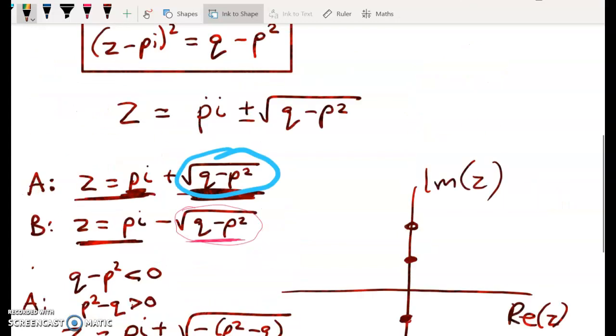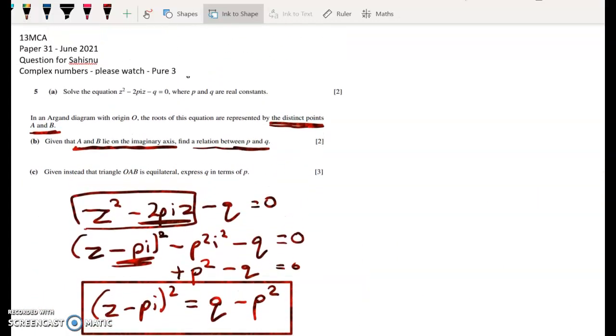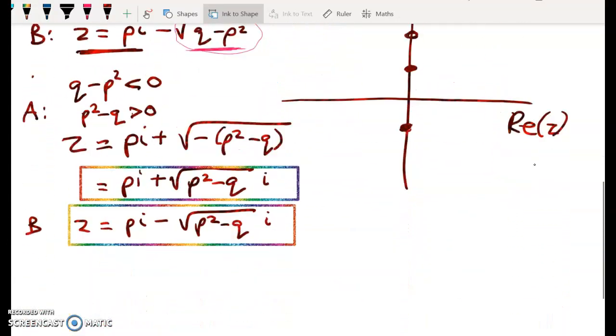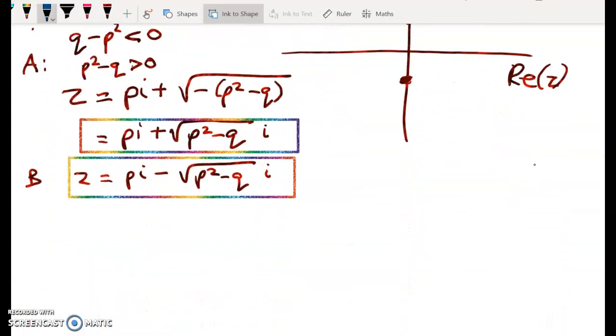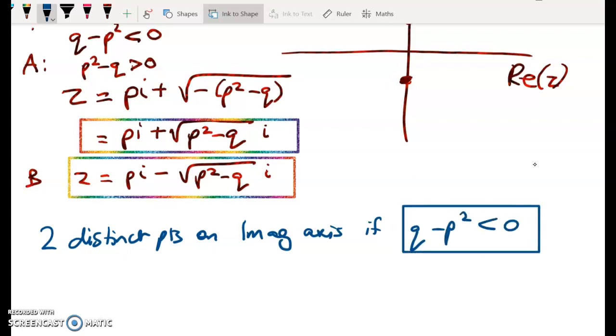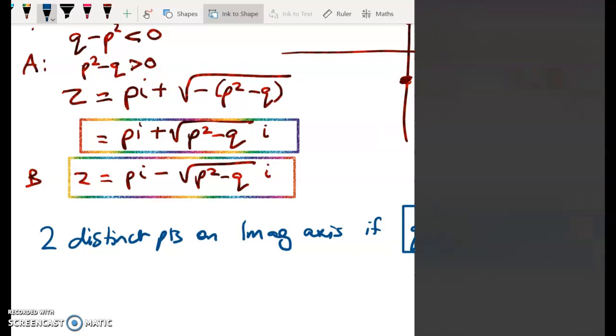Okay, so that's the second part of the question. We've got to find a relation between P and Q. I just need to make it even clearer what the condition is. So two distinct points on the imaginary axis if Q minus P squared is a negative number. Okay, so that's that bit. Now, I think that's the hardest part of this question.